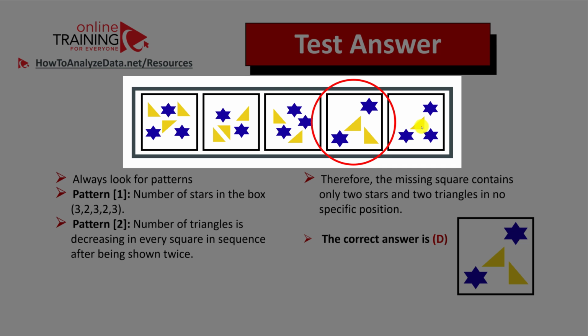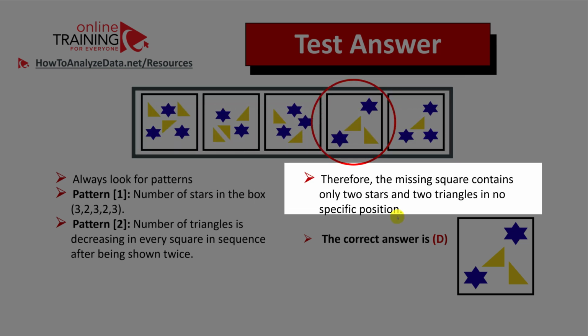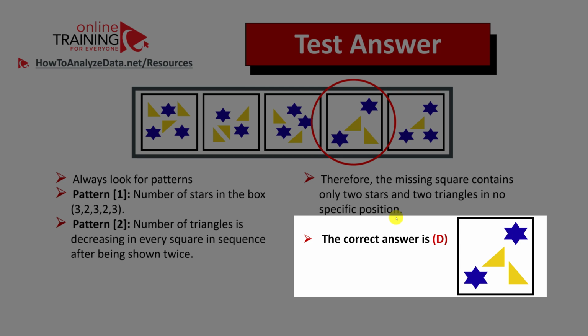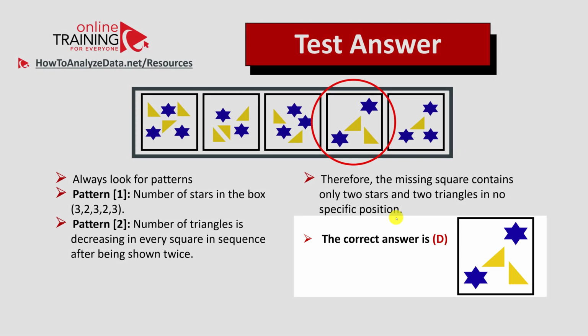And then the last one will have 1 triangle. This is why the missing square contains only 2 stars and 2 triangles in no specific position. So the correct answer here is choice D. Hopefully you've nailed this question and now know how to answer similar problems on the test.